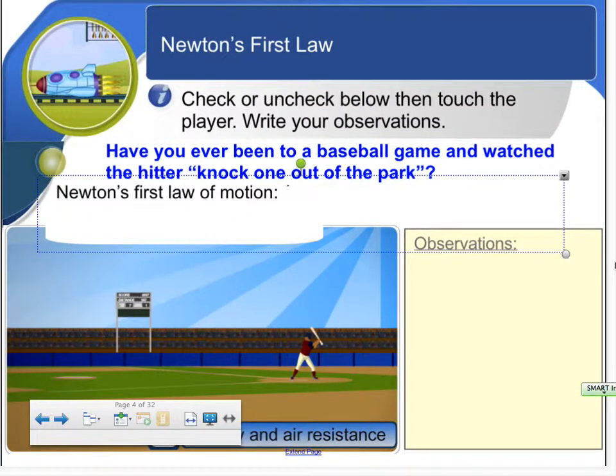It should be Newton's first law there. All right, let's check our understanding by just looking at some things here.